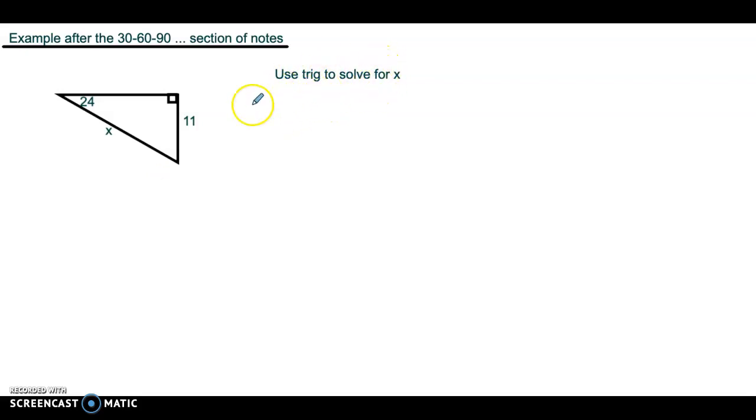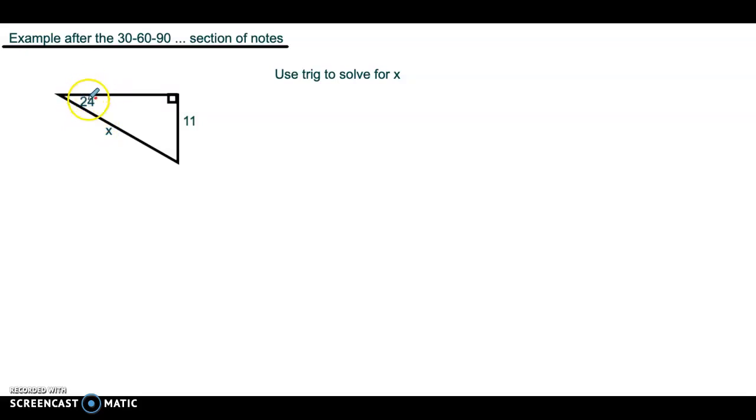Use trig to solve for x. All right, so we've got a right triangle. That's what all these trig functions work for: right triangles only, these trig ratios. All right, so we're looking for x. I couldn't get the degree symbol to work in here, but that is a 24-degree angle.